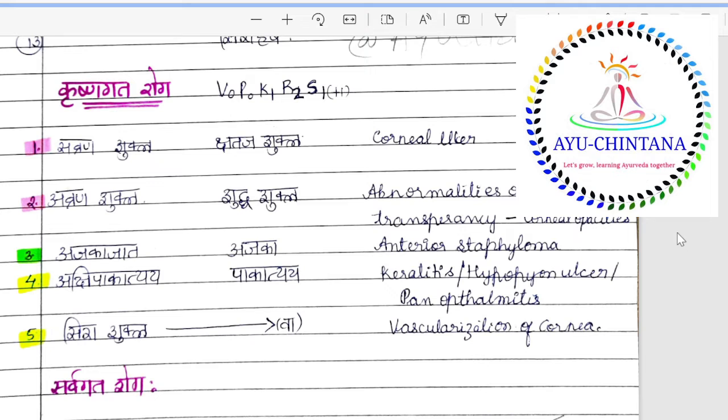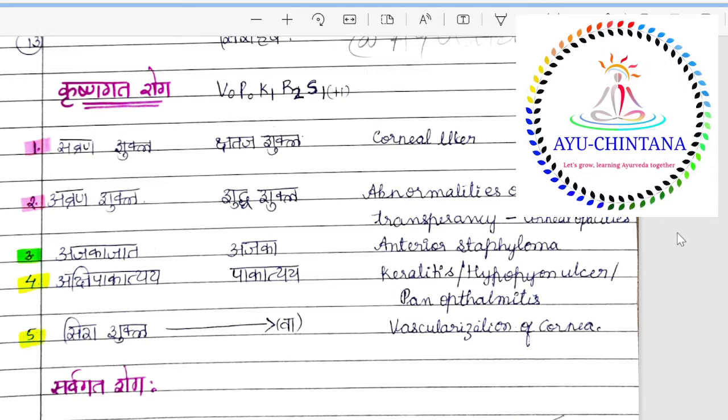One common mistake that students make is that when we write Savrana Shukla, they easily get carried away thinking it is a Shuklagata Roga. But Savrana Shukla and Avrana Shukla are Krishnagata Roga. They are not Shuklagata Roga. Though Shukla is in their name, they are not Shuklagata Vyadhis. They are Krishnagata Vyadhi, the black part of the eye. These 2 Vyadhi will manifest in the black portion of the eye. That is why they are Krishnagata Roga. And then there are Ajaka Jata and Akshipakatyaya.